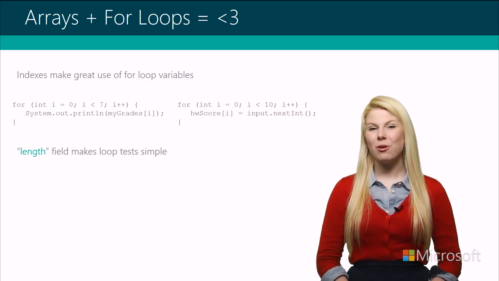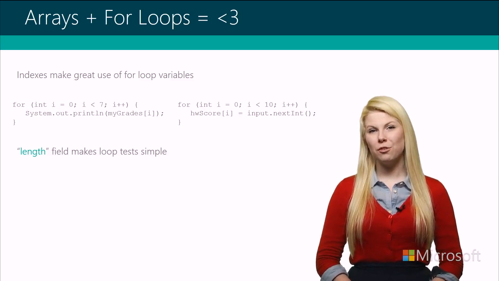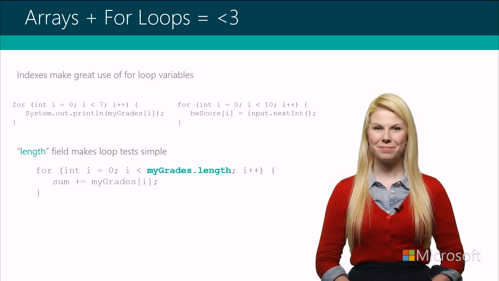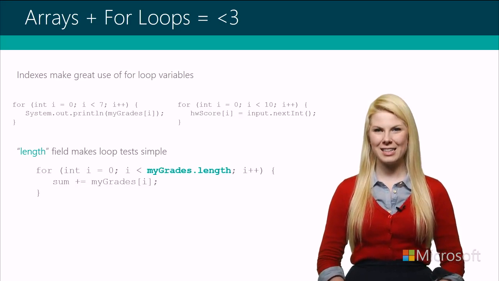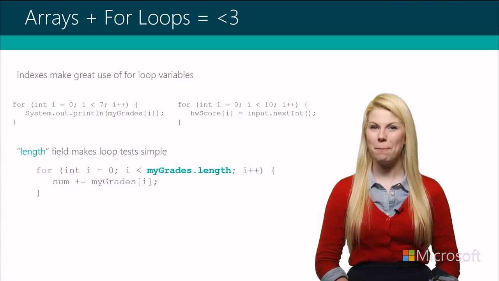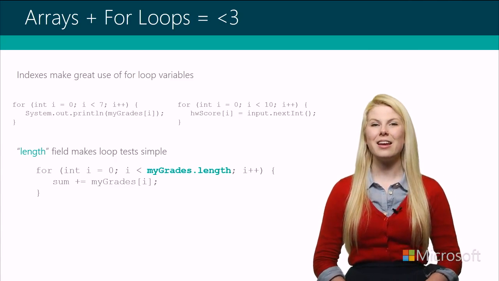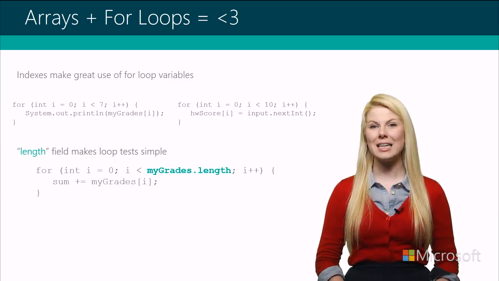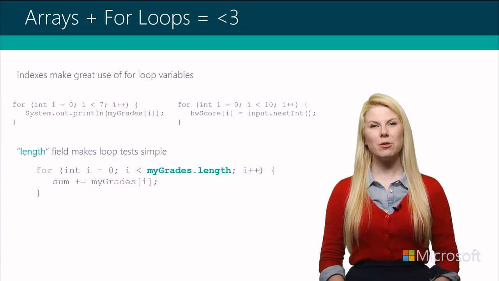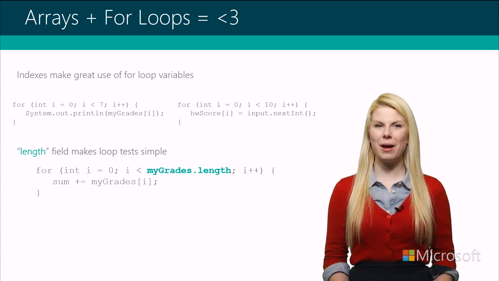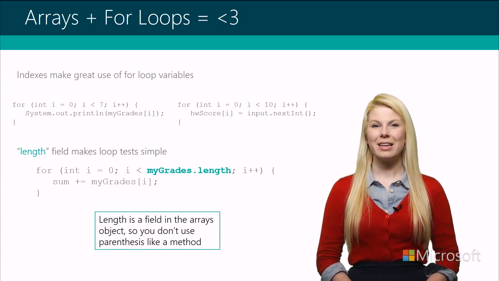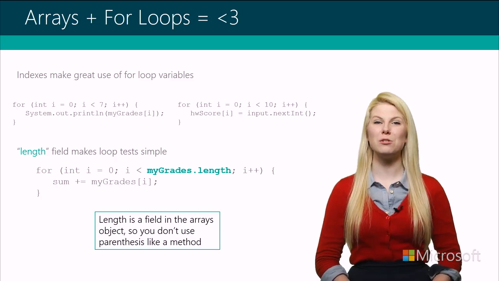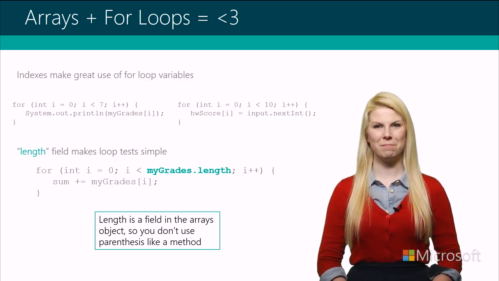To make these even more dynamic, you can measure your for loop test based on the length field that comes with an array. So here we have a classic example where we have a for loop starting at 0, the first thing in the array, and then it goes up till strictly less than the name of the array dot length. This is going to return back however many things are stored in the array. Just one thing to note, length happens to be a field, so you always use the name of the array dot length, no parentheses.